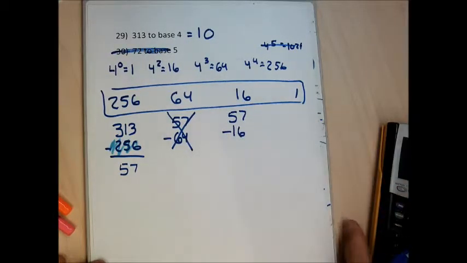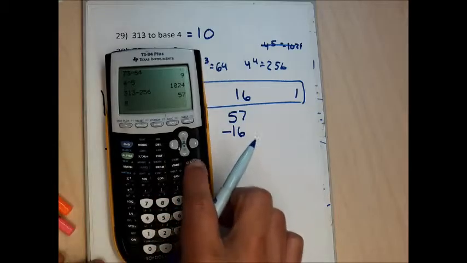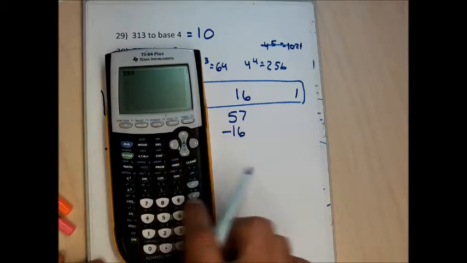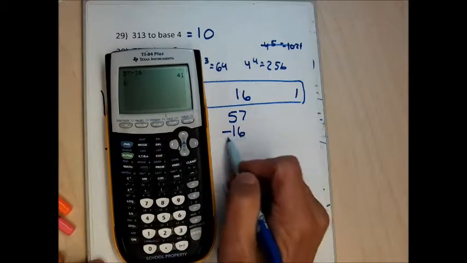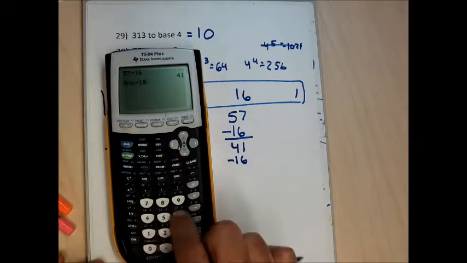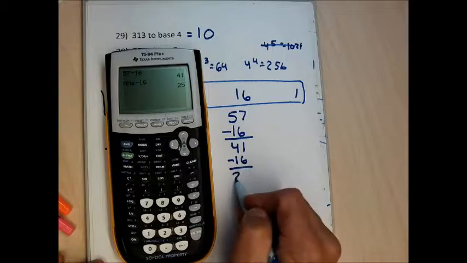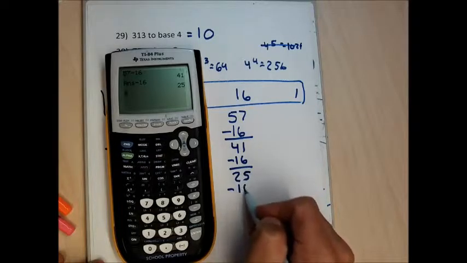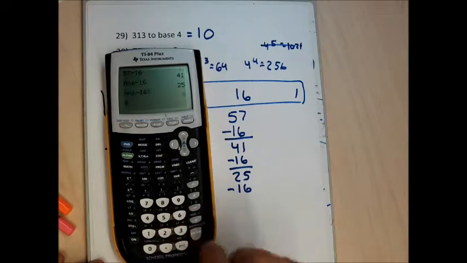I'm afraid I'm going to make a mistake if I do this without my calculator. So 57 minus 16 is 41. 41 minus 16 is 25. And 25 minus 16 is 9.